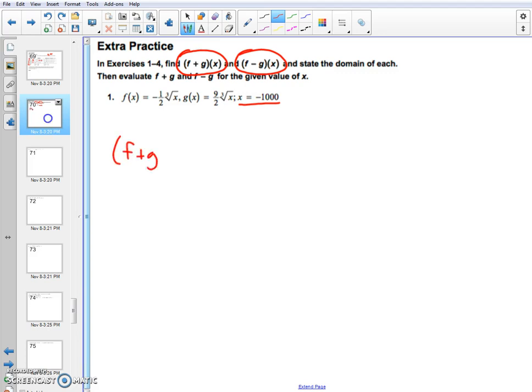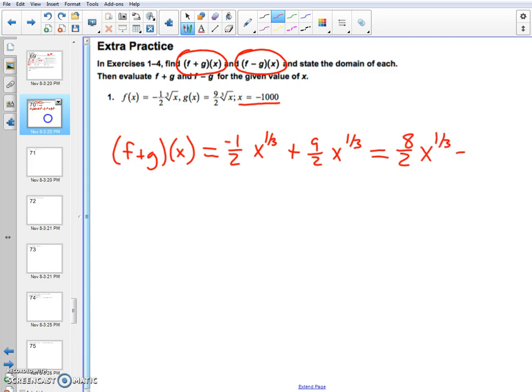So f plus g of x is the way we would say that. I'm just going to take my function f, negative 1/2 times the cube root of x, and change that to rational exponent notation, plus my function g, 9 over 2 x to the 1/3. And then I'm going to simplify. This one is pretty basic because they're both just x to the 1/3, so I can add those coefficients. So negative 1/2 plus 9/2, excuse me, that should have a negative on it, sorry. So negative 1/2 plus 9/2 is 8/2 x to the 1/3, or 8 over 2 is 4x to the 1/3.